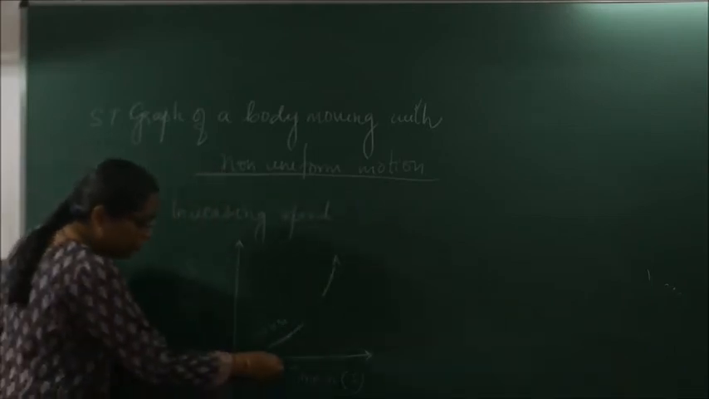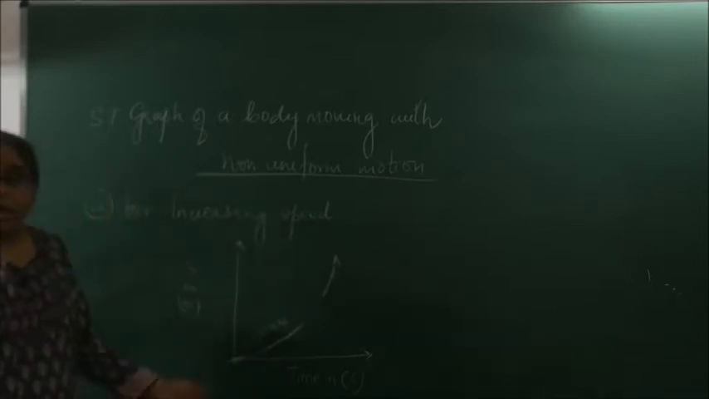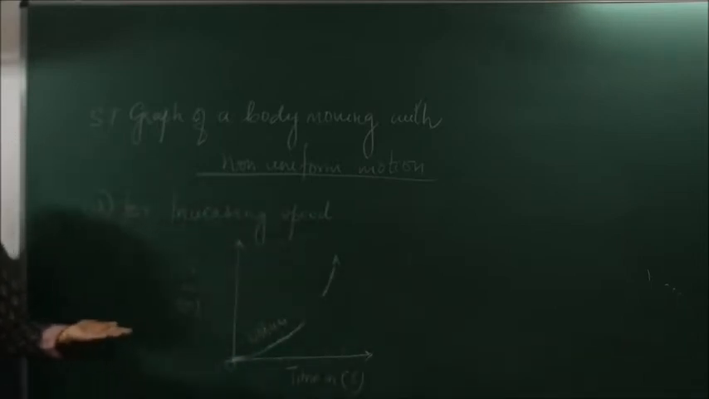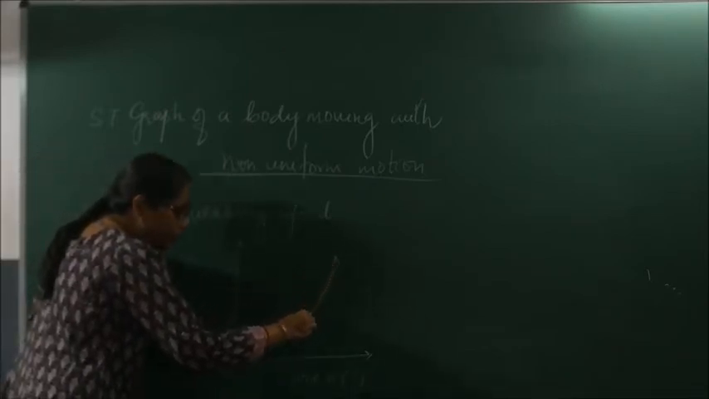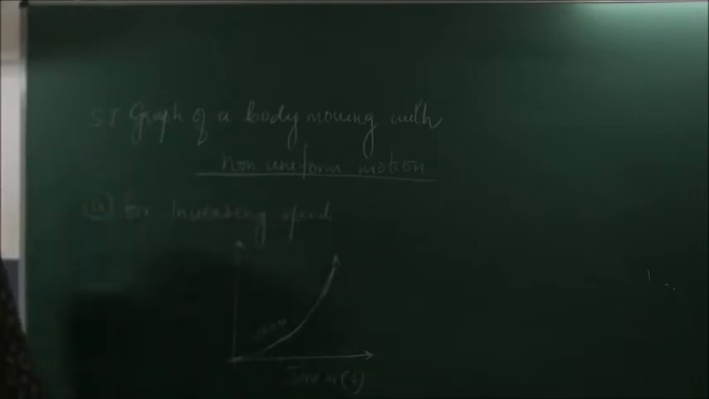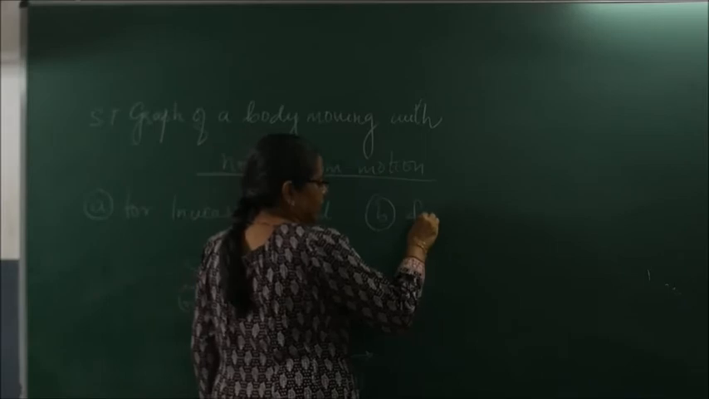You don't need to draw these lines. Is it clear what I have drawn? So this is a graph of what? Non-uniform motion. But what is happening? The speed is increasing. Please draw this for increasing speed and non-uniform motion. Next we will do the graph for decreasing speed.